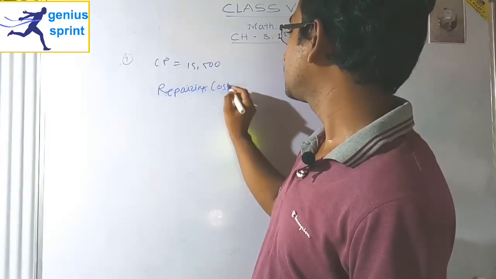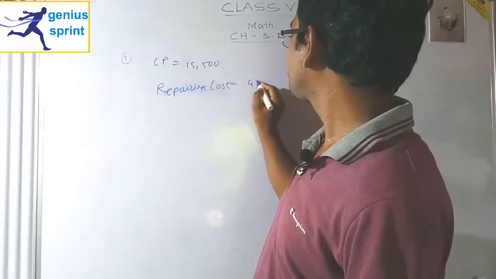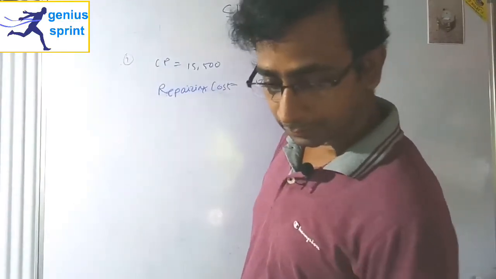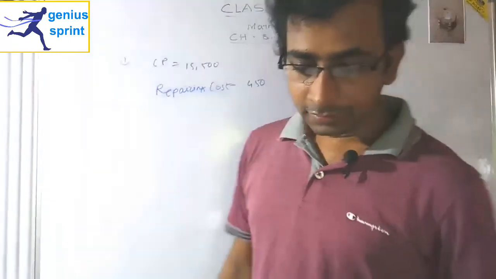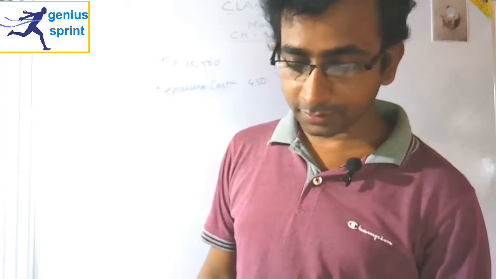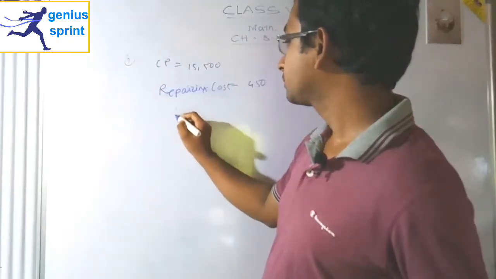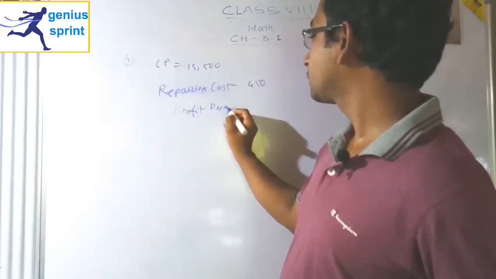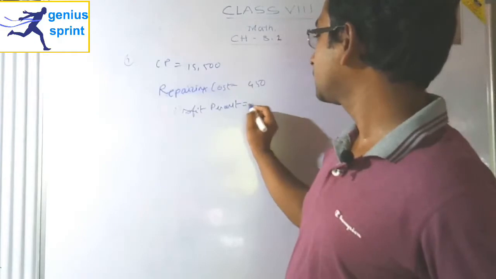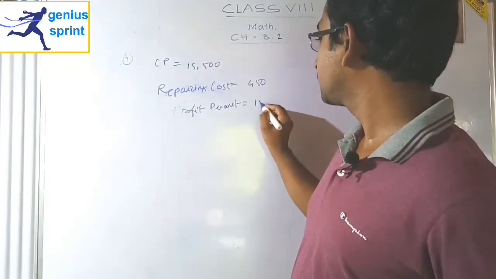Repairing cost is how much? It is 450. Yes. If it is sold for a profit of 15%, then what should be the selling price of it? Then profit percent is equal to how much? Profit percent is equal to 15%.